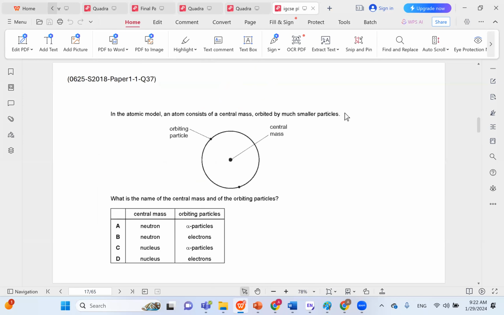In the atomic model, an atom consists of a central mass orbited by much smaller particles. What is the name of the central mass and of the orbiting particles? Of course, we said that the central mass is the nucleus, right? So not neutrons, the nucleus. And the orbiting particles are, of course, the electrons. So D would be the correct choice, a nucleus and orbiting electrons.